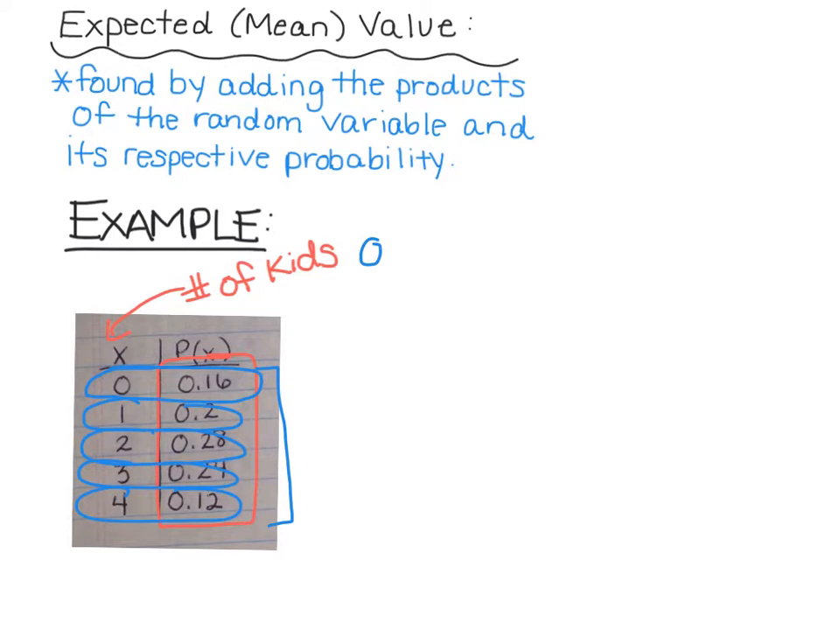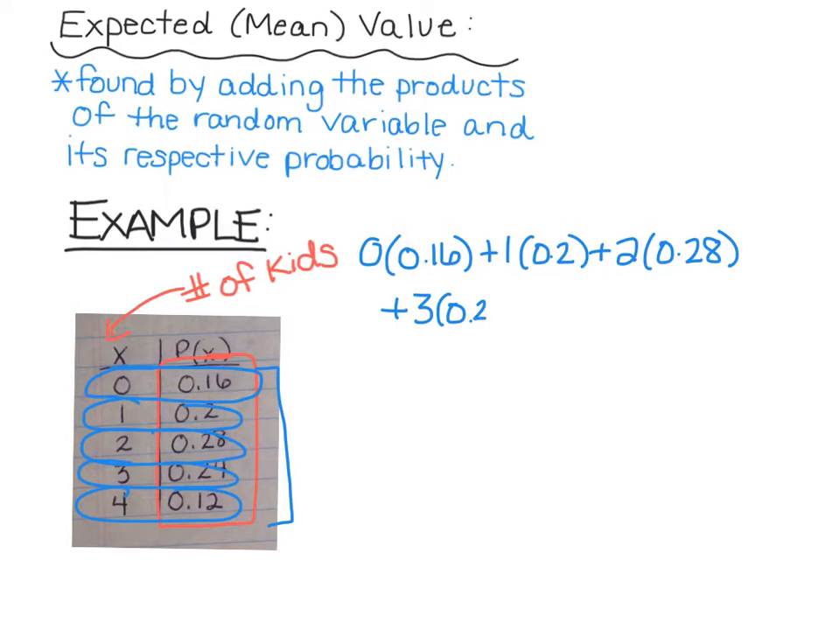So I'm going to go 0 times 0.16 plus 1 times 0.2 plus 2 times 0.28. I'll move down here, plus 3 times 0.24 plus, oh, I can't count tonight either apparently. My next one is 4 times 0.12. Okay, and then I'm just going to do that calculation.